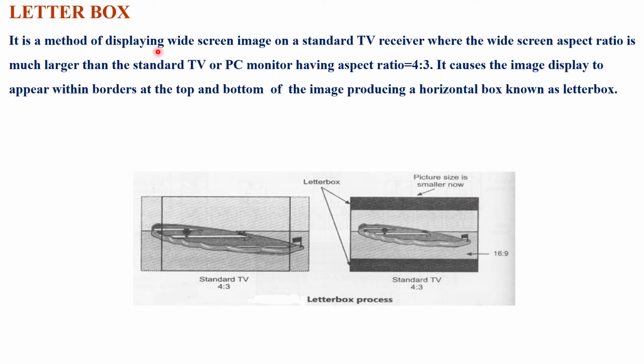Now this is the method of displaying widescreen images on a standard television receiver, where the widescreen aspect ratio is much larger than the standard television or PC monitor aspect ratio of 4:3. It causes the image to appear within a border at the top and the bottom, producing horizontal boxes known as the letterbox. Suppose your system gives you the 16:9 aspect ratio and you are going to reproduce it on a standard 4:3 television system. So you are putting that letterbox at the top and at the bottom of that particular video or image, you can say.